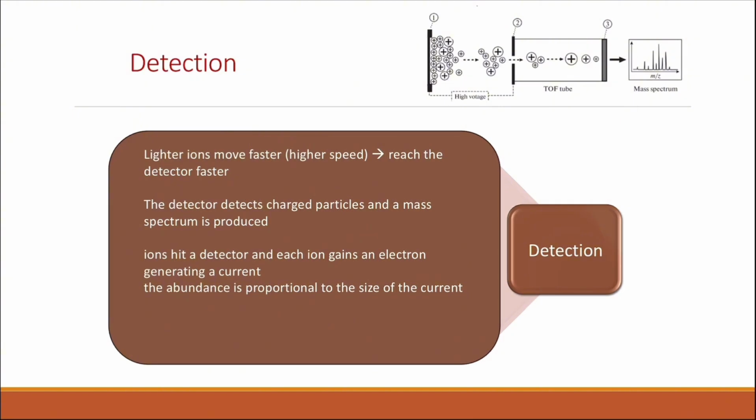So the ions are going to hit the detector, and each ion will gain an electron, generating a current, and the abundance of each particle is proportional to the size of the current. This is how we find the abundance of the different particles or different ions in the mass spectrometer.